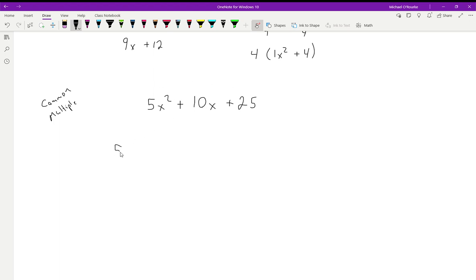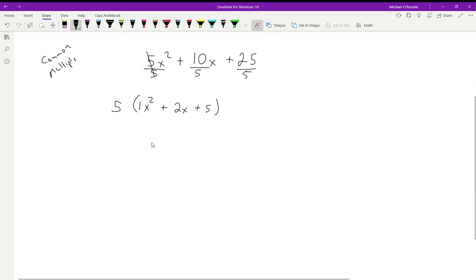So we're going to take a 5 out of there, and we're going to divide everything by 5, by 5, by 5. We're going to put it inside the brackets. So 5 divided by 5 is just 1, so that's going to be x squared. You could write the 1 in there if you wish. 10 divided by 5 is 2, so it's going to be 2x. And 25 divided by 5 is going to be 5, like so. And we common factored that one.